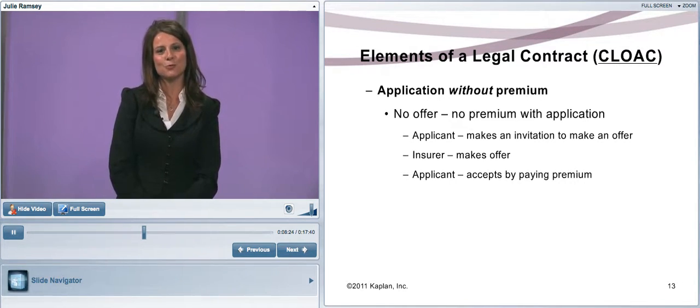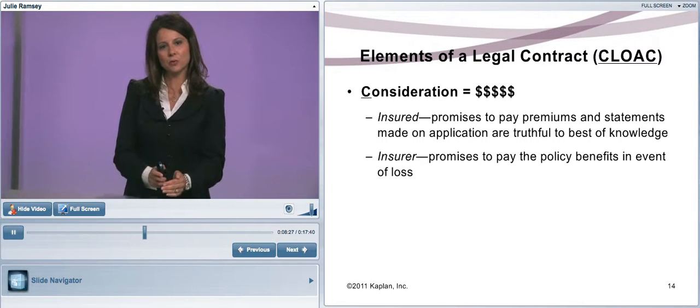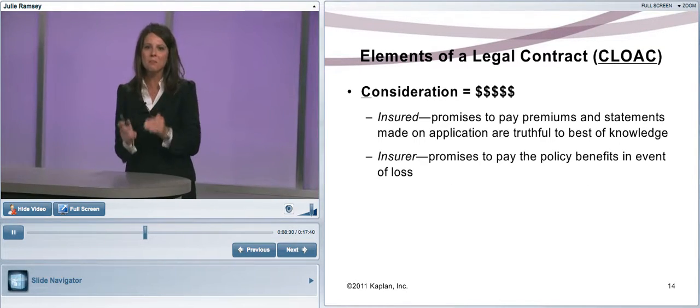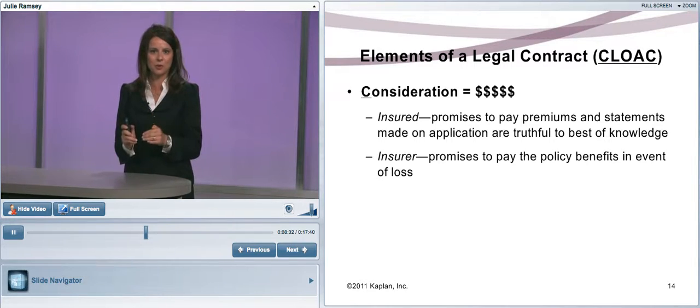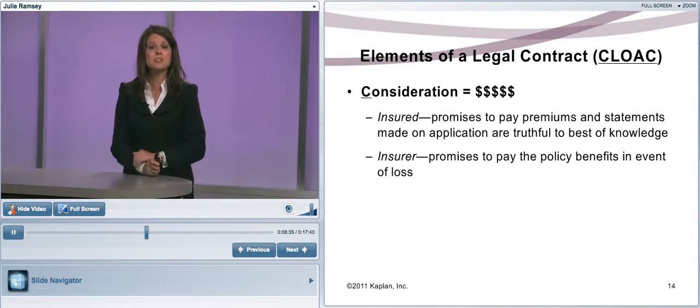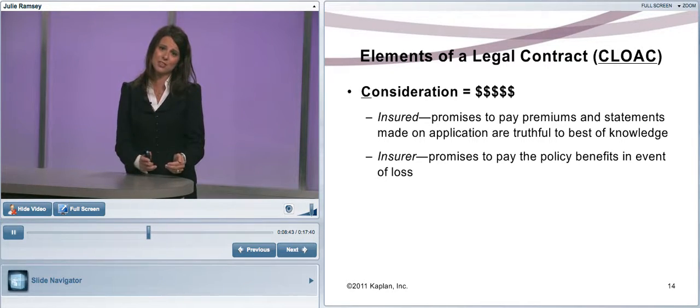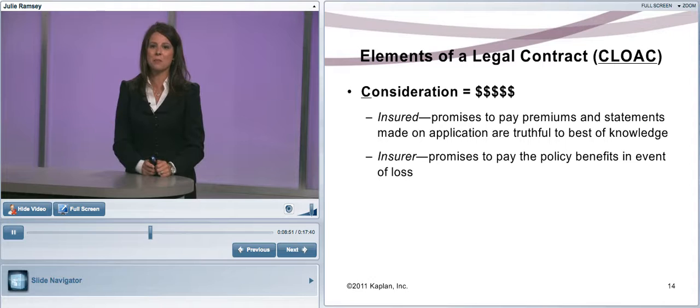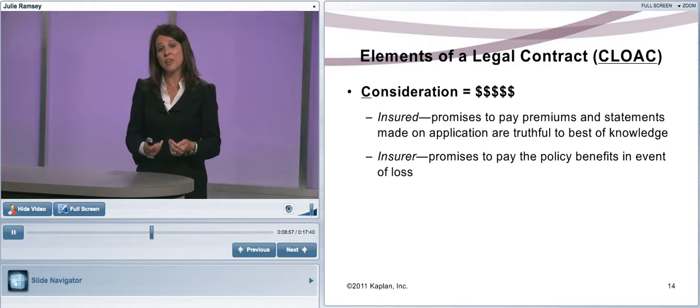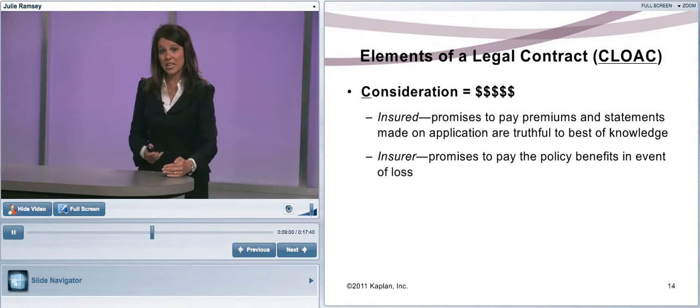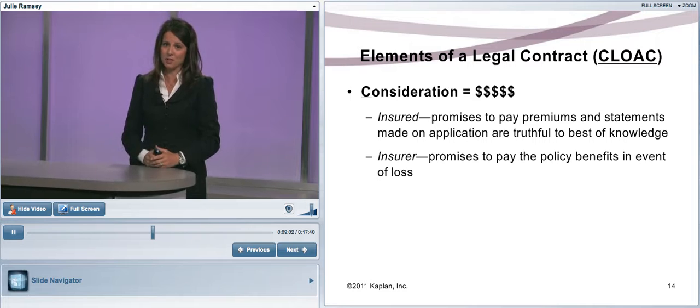Now that last C stands for consideration. Anytime you see the word consideration, always think money, all right? Money means consideration. The insured promises to pay premiums. Not only that, statements made on the application are true to the best of their knowledge. So what is the insured's consideration? It's premiums and statements made on the app. The insurance company promises to pay the policy benefits in the event of loss. Make sure that you're very comfortable with that acronym CLOAC, and then you know what each one of those terms mean.